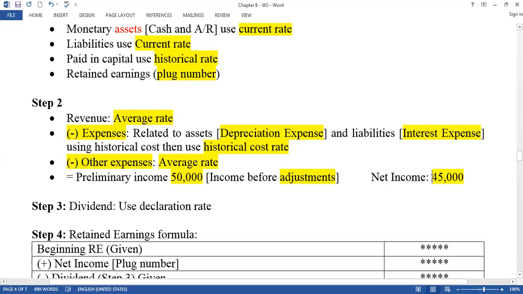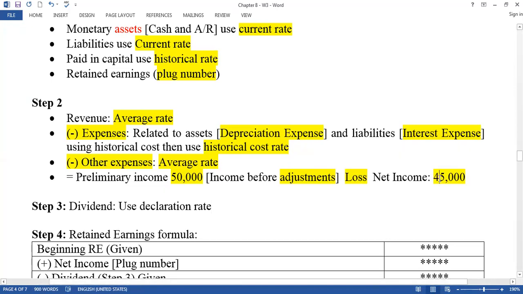Your actual net income is $45,000, but preliminary income is $50,000. Is it good news or bad news? It is bad news, right? Because actual net income is 45, but preliminary income is $50,000. So we need to do adjustment. Bad news means that it is our loss. So our adjustment is called loss. In your question, you may have loss or you may have gain.